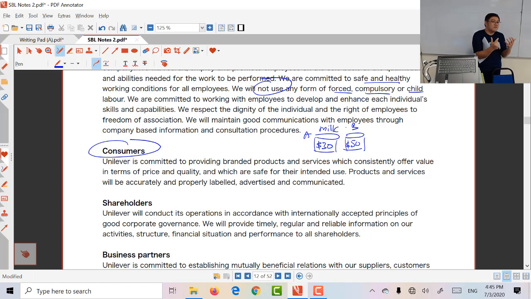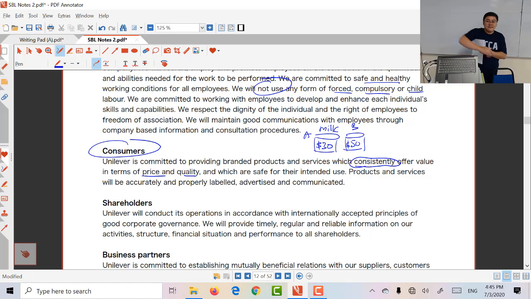How sure are you that they're really better? Who assures that? Have you taken the thing to a lab and tested it? So how can you be so sure? It could be a lie. But now Unilever says, don't worry. We commit in our code that our quality must be consistent with the price. So the more expensive shampoo must be better. The cheaper shampoo is definitely not so good.